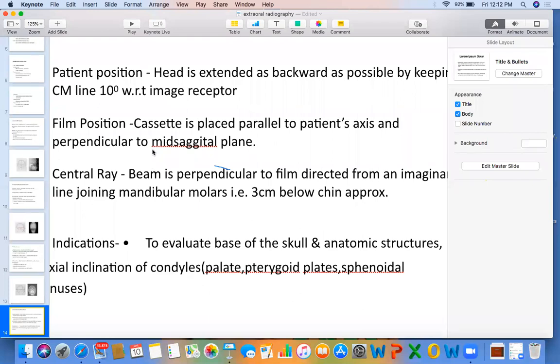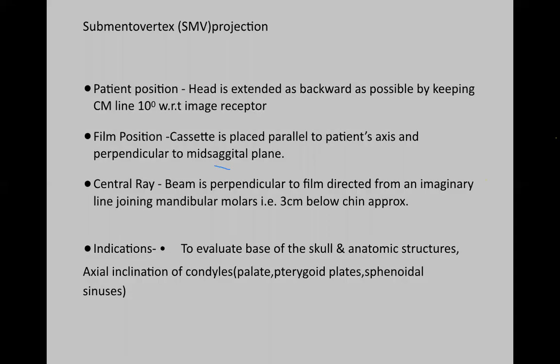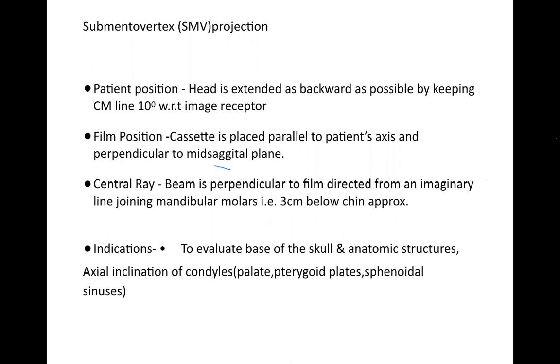Next is submento vertex projection. Now this projection has got two modifications. I told you, rather one modification and one basic view. So if we categorize this view again into steps, that is patient position, film position, and central ray. Here is the patient position. Head is extended as far backward as possible, keeping the canthomeatal line 10 degrees with respect to the image receptor.